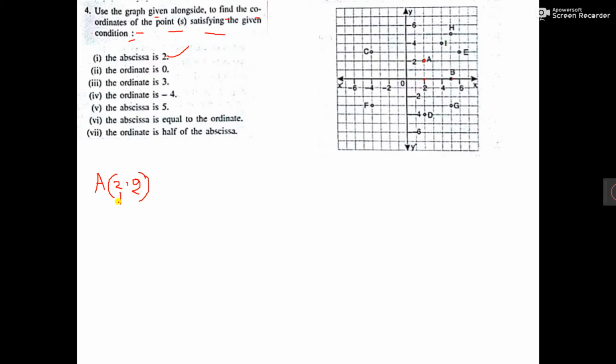Here abscissa is 2. So satisfying this condition, we are getting point A and point D. See here 1, 2, 1, 2, 3, 4, 2 comma minus 4. Point D is 2 comma minus 4. So here also abscissa is 2. Any other point given? No, no other point. A and D are given. So from 1 we got 2 points, A and D.